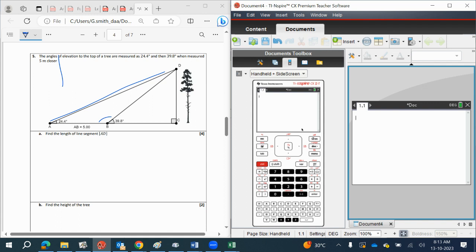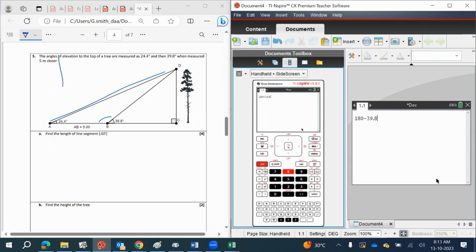We need to find the length of this line. So we need that length there. So we're going to do 180 minus 39.8. I get this value. So this is 3 significant figures. So this is 140. So angle ABD is equal to 180 minus 39.8 is equal to 140. Now that's rounded to 3 significant figures.